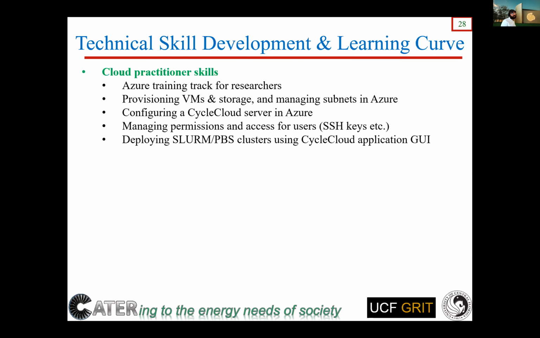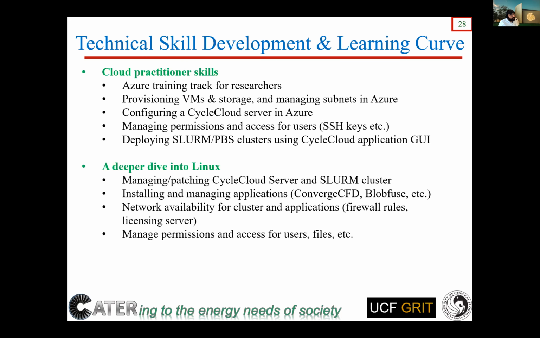Azure has quite a lot of resources, and now they also have a specific training track for researchers. So instead of looking at yourself developing into a whole Azure expert, you can just look at this track specifically. It assists researchers with what they want to do. The other things we learned were how to use CycleCloud for spinning up these clusters, and you might also want to learn how to manage permissions and access from a researcher standpoint.